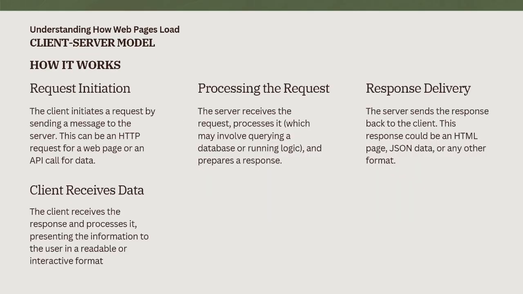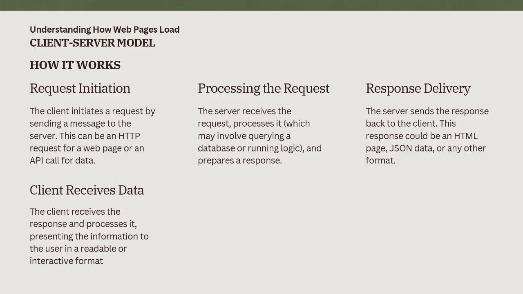So how does the client server model work? First, you have the request initiation. The client initiates a request by sending a message to the server. This can be an HTTP request for a web page or an API call for data. The API, like we said the other time, stands for application programming interface. Two applications communicating with each other for better streams of information. That's what the API does.